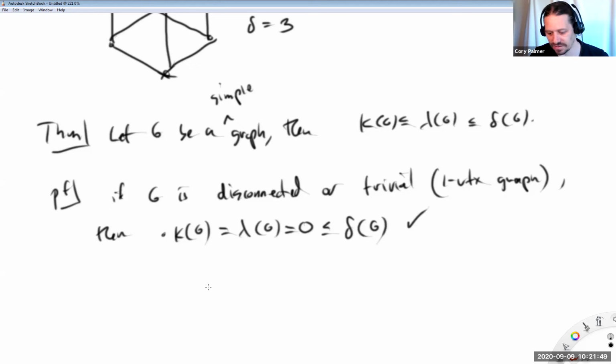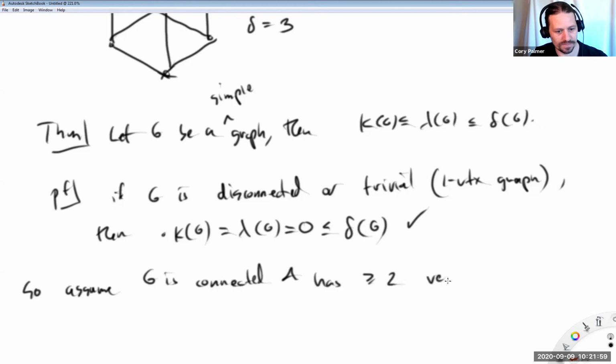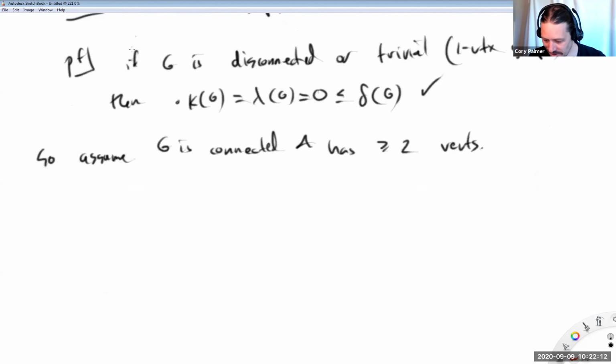The whole purpose of this is so assume G is connected and has at least 2 vertices. Which, by the way, would have been a reasonable place to just start the statement of the theorem. Let G be a connected graph on at least 2 vertices, but whatever. So, okay.